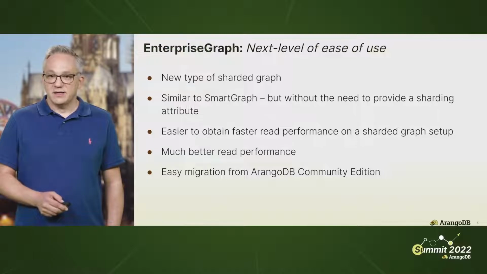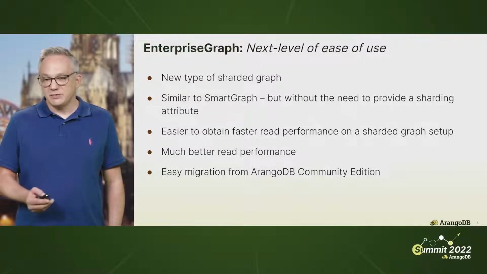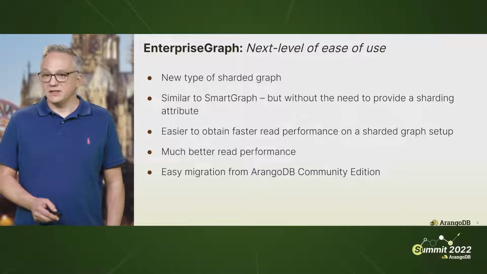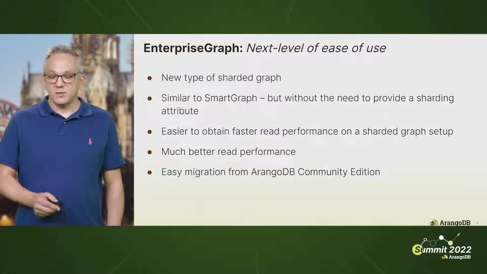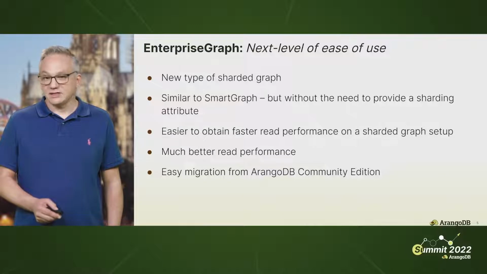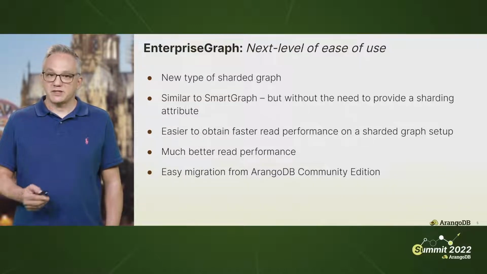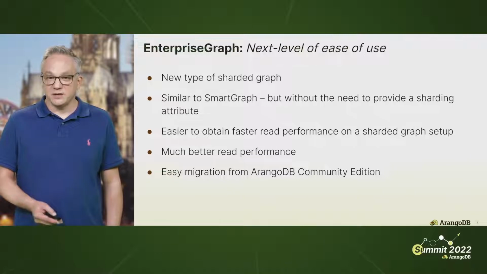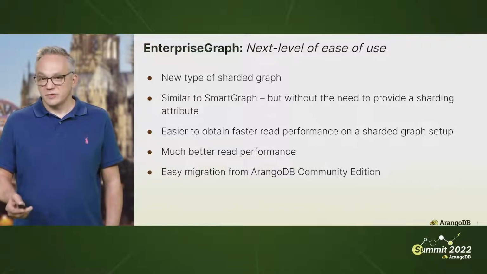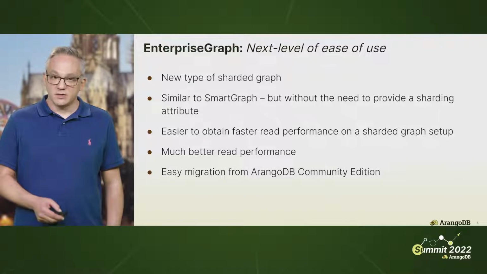So what exactly is the attribute in the data of your graph, maybe a country, something that you know makes this graph more or less connected. Not completely, but more or less. Now with Enterprise Graph, this is simply not needed anymore. You just import your data. We take care that the data is distributed in a good fashion, and you get much better read performance than you get from any other distributed graph, also from our own community edition. Therefore, we also have a very easy migration path if you're coming from ArangoDB community to ArangoDB Enterprise.